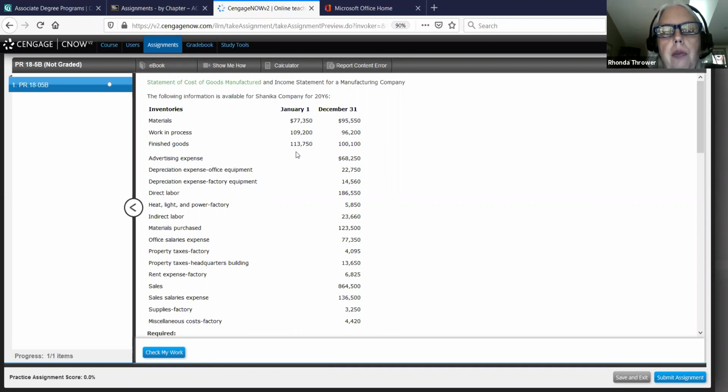The third type of inventory account that you need to know about for a manufacturing business is finished goods inventory. Finished goods inventory are the goods that you've completed during this period of time. The finished goods inventory, the beginning inventory, is what you had left over from last period that you hadn't shipped yet. You may not have even sold them yet. It just depends on what kind of company that you're working for.